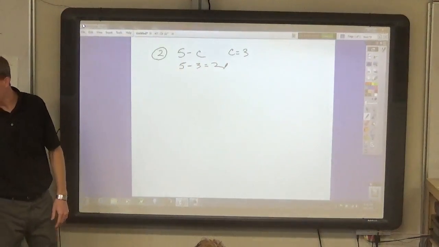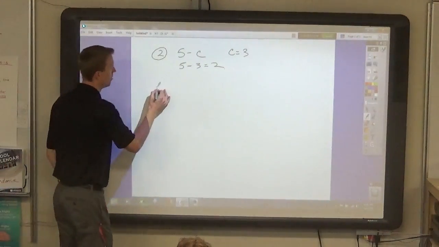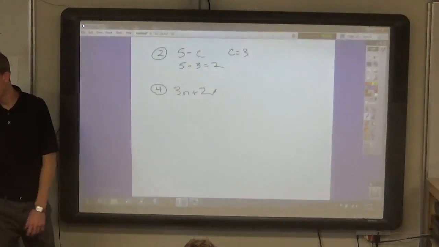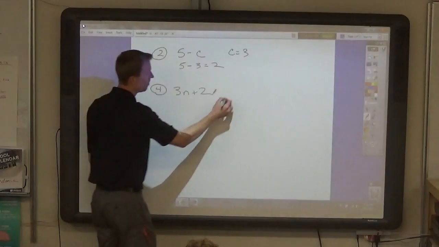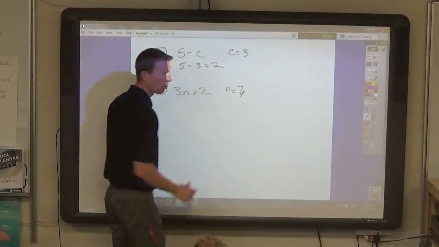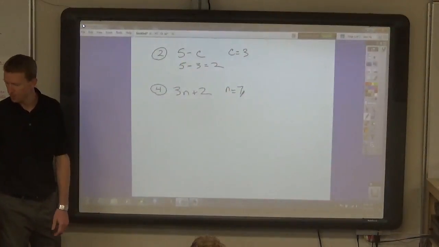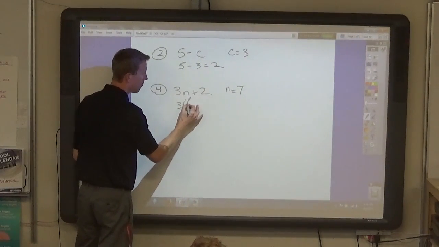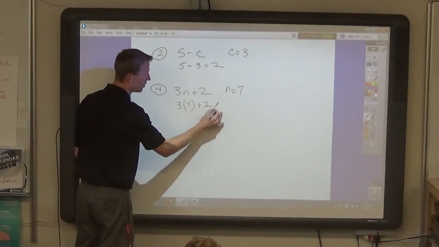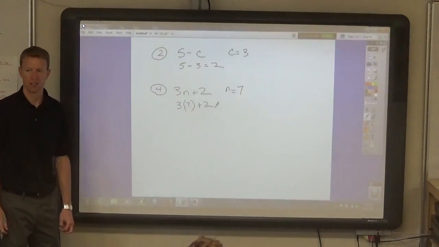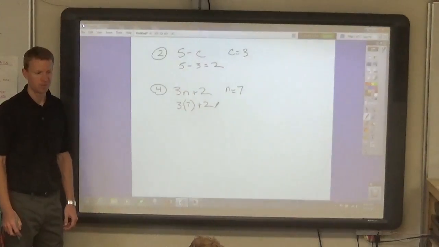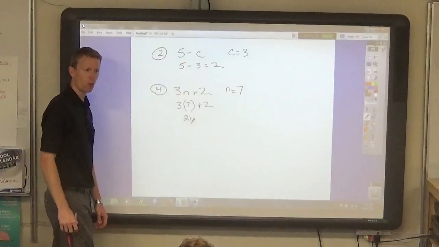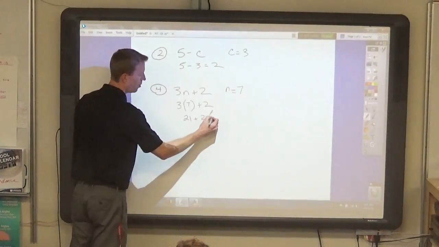But, skip to number 4. 3n plus 2. In this one, we're going to have to use parentheses. N equals 7, so write that down. And then, when you substitute it, put 3, parentheses 7, plus 2. And then, write 3 times 7 is 21, plus 2 is 23.